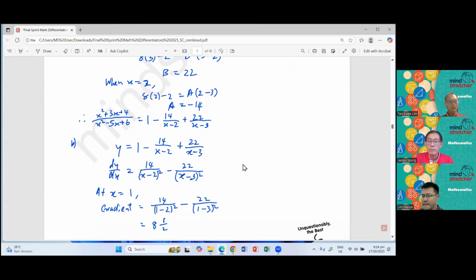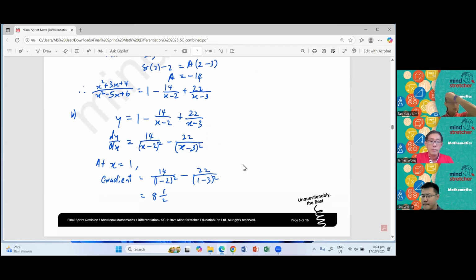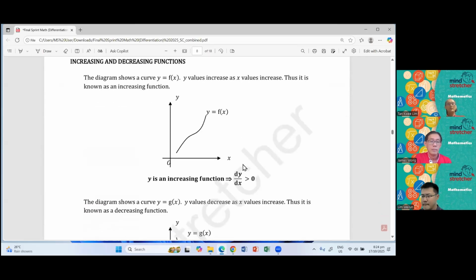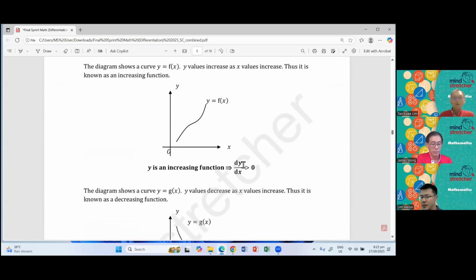So before we go to the next question, this part is about increasing and decreasing functions. This diagram shows a curve of y equals f(x), where your y values increase as the x values increase. When both are increasing, we consider this an increasing function, which means your dy/dx is greater than 0, a positive value.